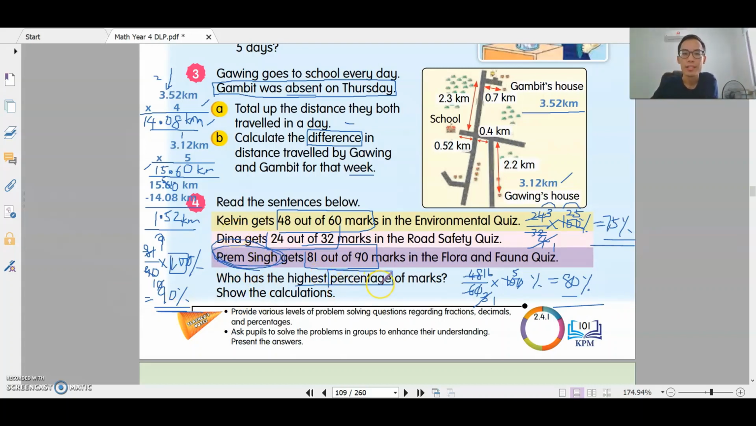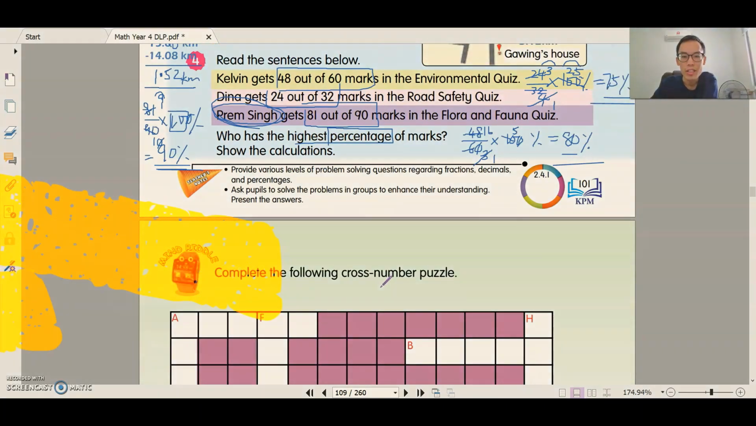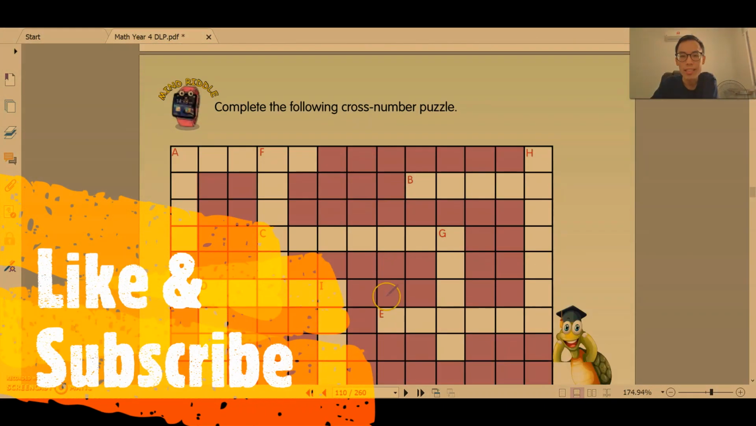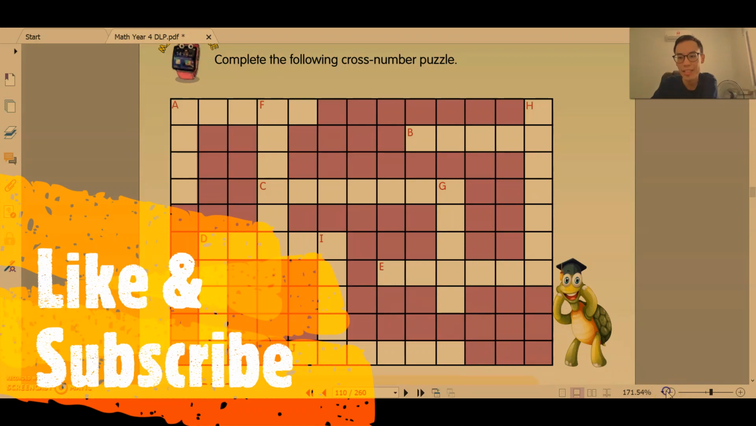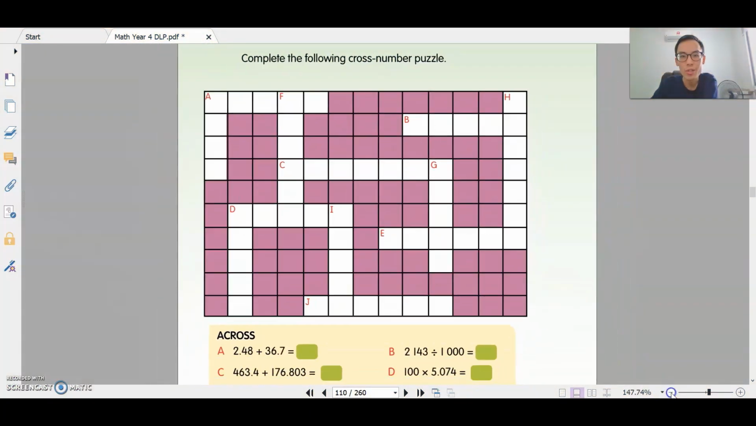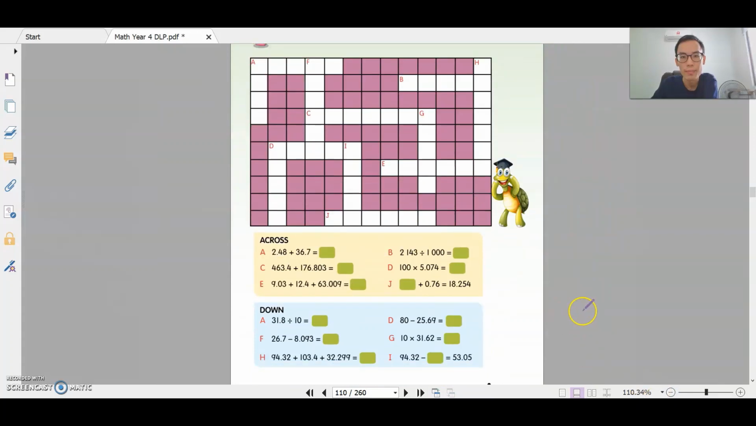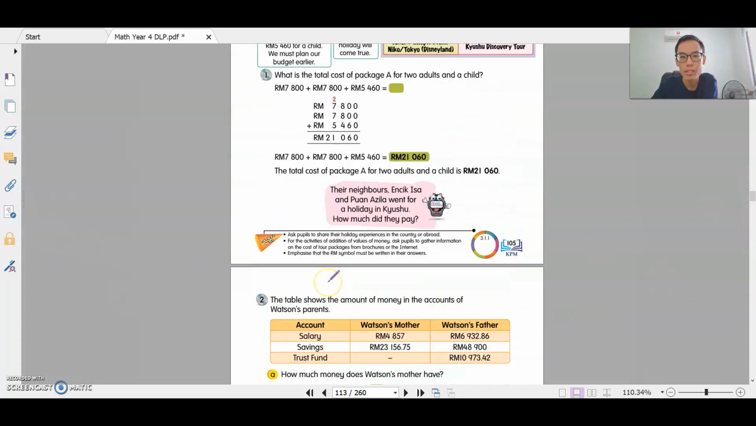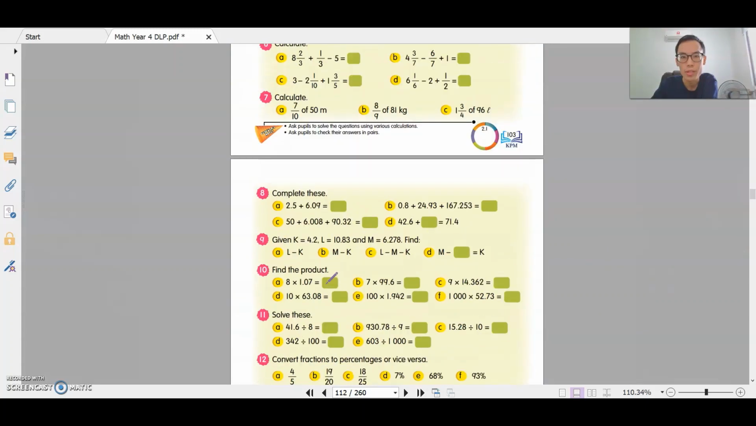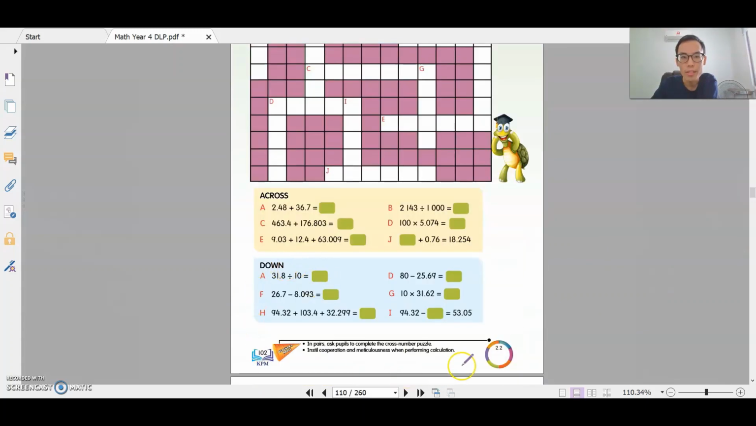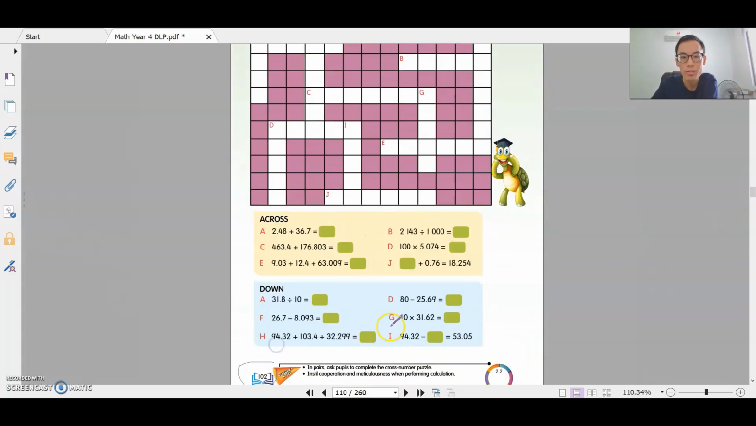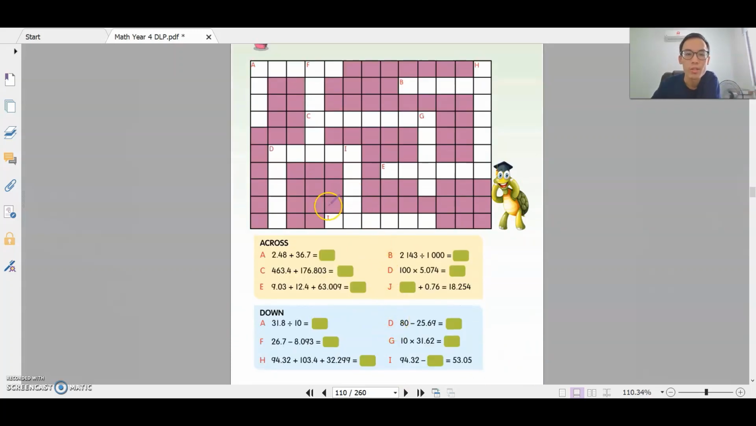Okay. So that's all for the discussion. For your holidays activity, you can do this crossword puzzle. This is on page 102. So you follow the instruction here.